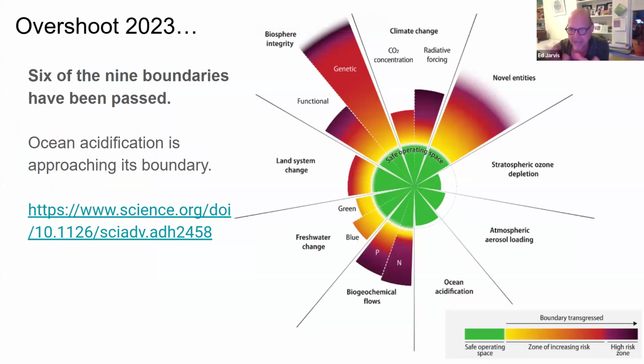This is just looking at the planetary boundaries. It's not looking at the societal ones, so not at equity, access to water, education and things like that. Starting in the center, you can see the green safe operating space. As you go out into the cake slices, the darker red and purple it gets, the more we have broken these boundaries. Biosphere integrity in particular is looking pretty horrendous. But you can see that 6 of the 9 boundaries have now been passed as of 2023, and ocean acidification is approaching its boundary quite rapidly as well.